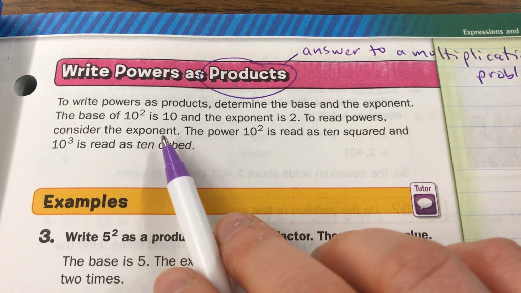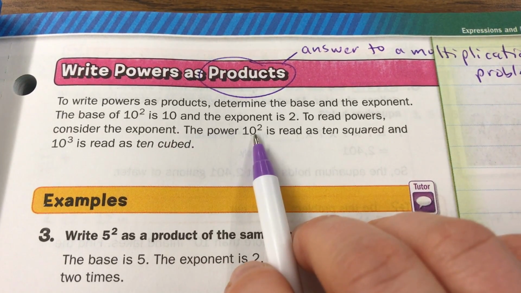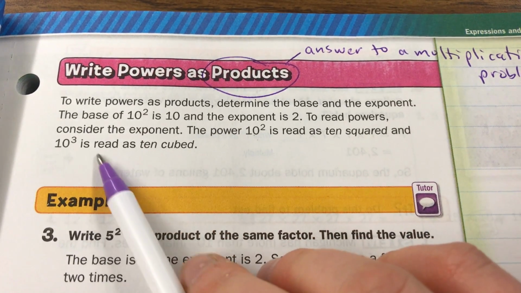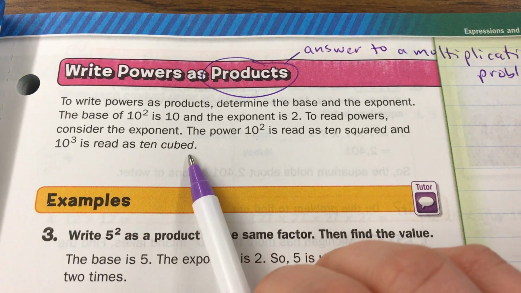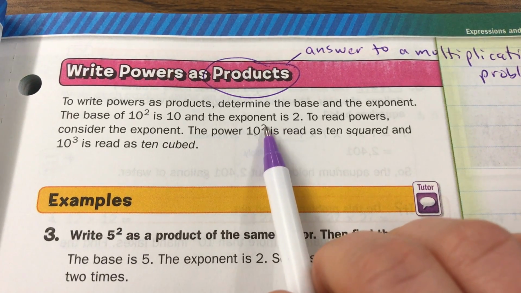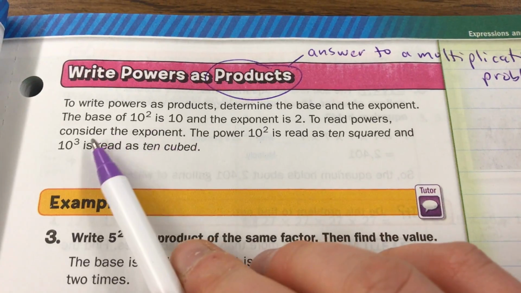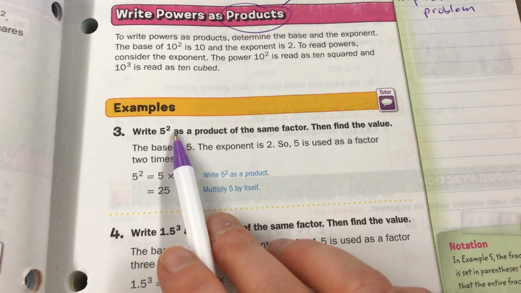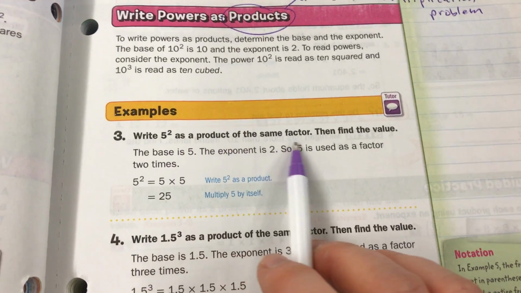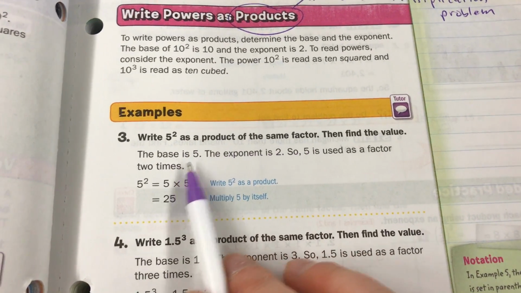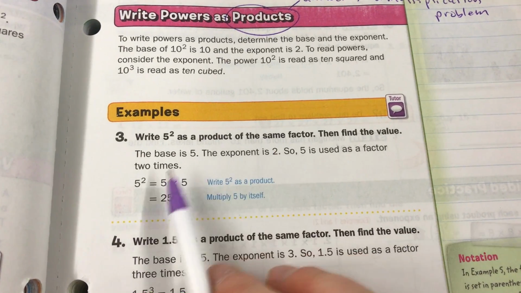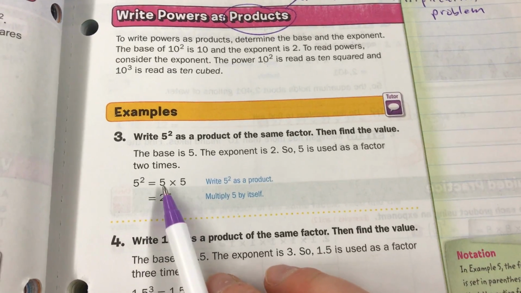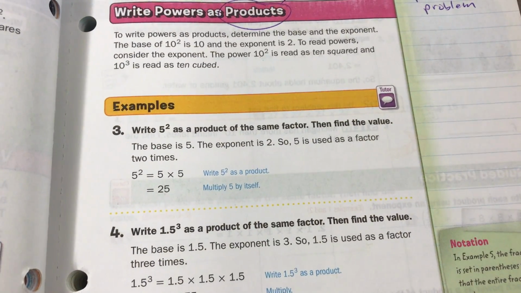To read powers, consider the exponent. So the power 10 to the power of 2 is read as 10 squared, or 10 to the power of 3 is often read as 10 cubed. So those are the fancy ways to say when the exponent is 2, it's squared. When it's 3, it's cubed. Write 5 squared, or 5 to the power of 2, as a product of the same factor, then find the value. So the base is 5, the exponent is 2, so 5 is used as a factor 2 times. And 5 times 5 is 25.